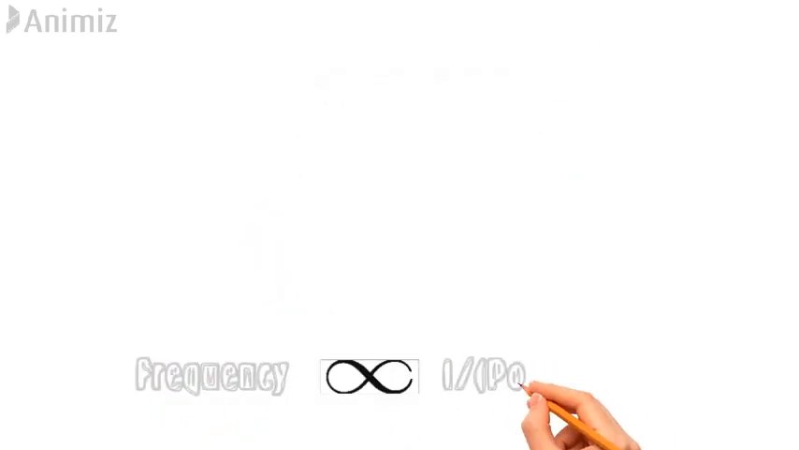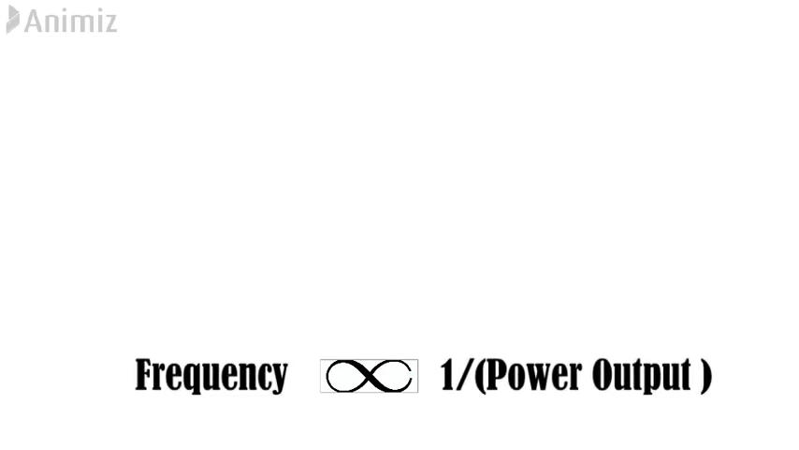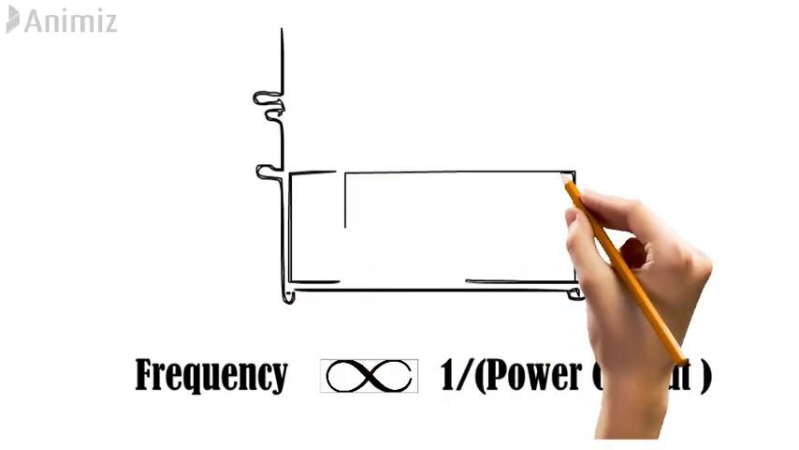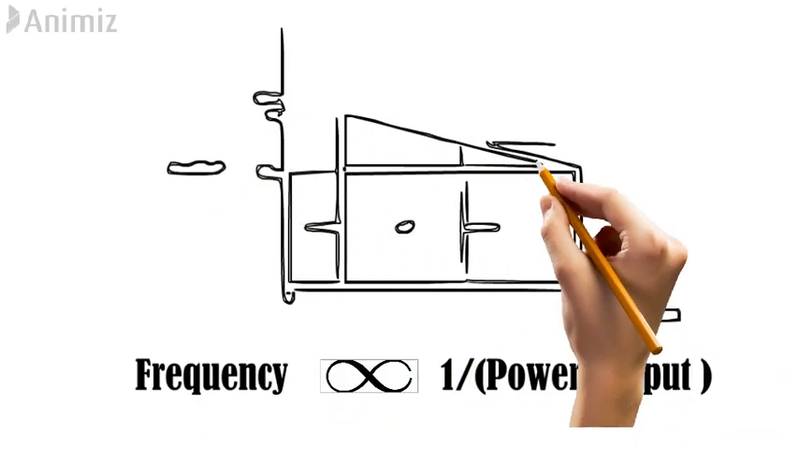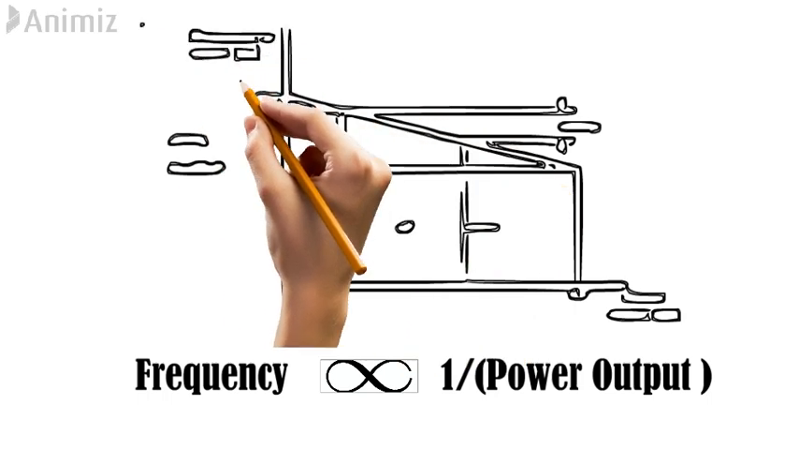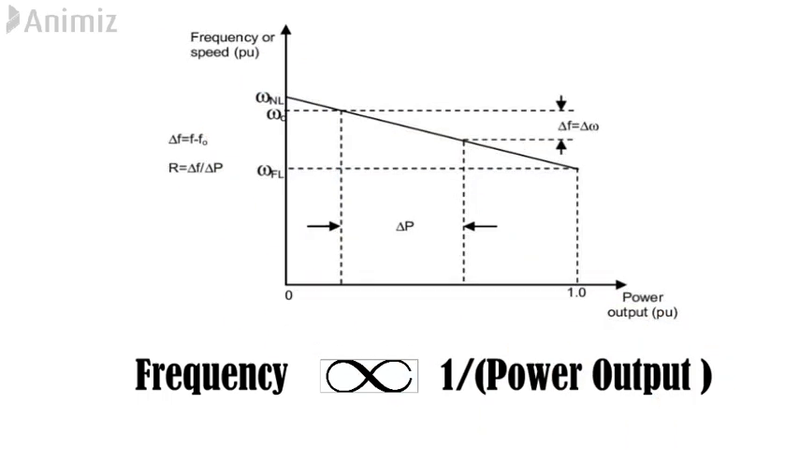Droop is an inherent property of power system which tells us that the change of load will directly impact the system frequency. That is, the increase of power demand will decrease the frequency, and the decrease of power demand will increase the frequency.